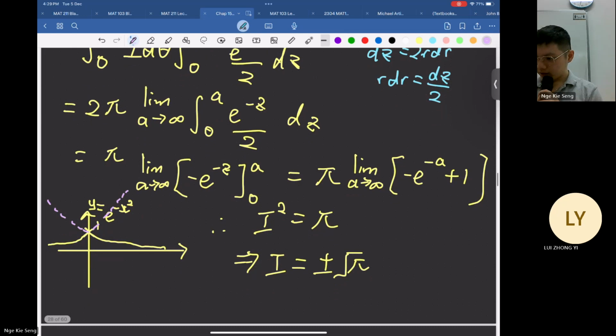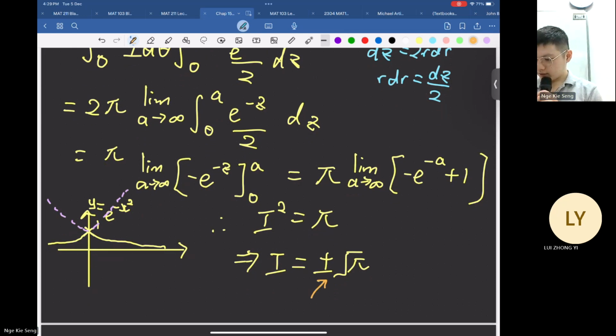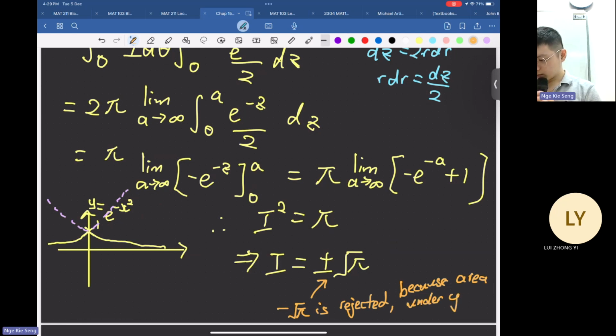So negative I is rejected because the area under y equals minus e to the minus x squared is positive. Okay, or not? So this two decreasing is really crucial for this integral here.